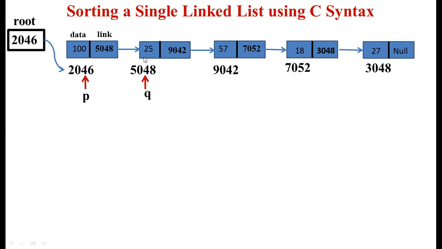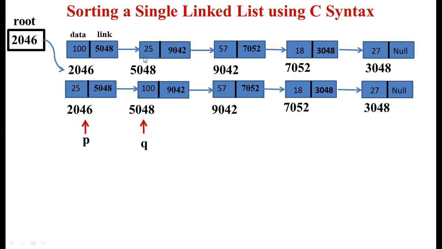So what do we have to do? We have to swap the data. Once after swapping, it will be like this. 25 will come here and 100 will go this way. Once after swapping, we need to increment Q, so Q is equal to Q link. Q needs to move in the forward direction until Q link becomes a null value. So here Q will be pointing to this node.